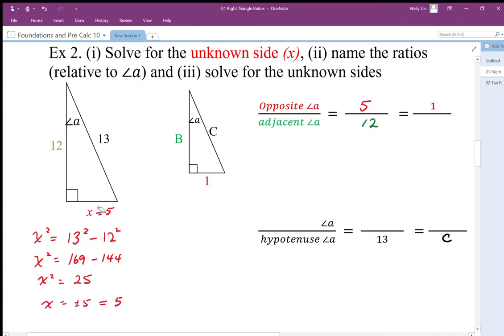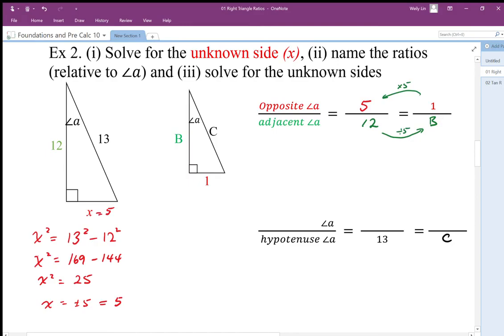Once we make this comparison, this side to this side, we're going to make an equivalent comparison within this triangle here. So we're going to use opposite of angle A to adjacent to angle A. So it's going to be side length 1, and the adjacent to angle A is going to be B. So here we can see that there is a times 5 multiplier, so we can divide by 5. So 12 divided by 5 is 2.4, so B is going to be 2.4.